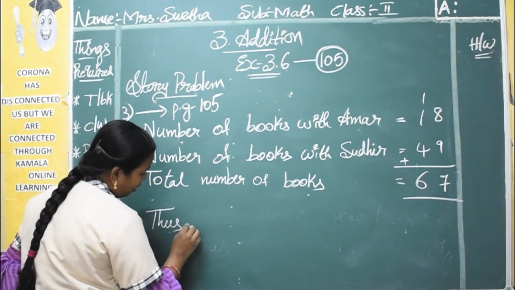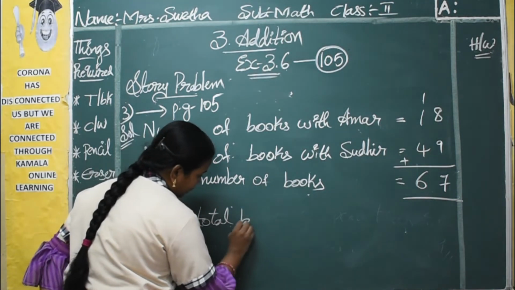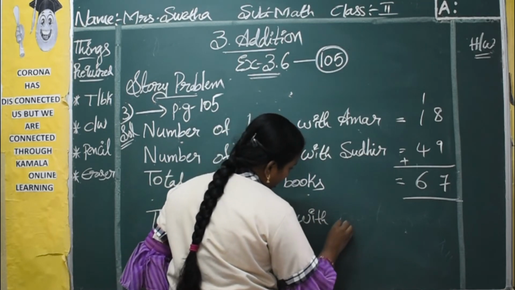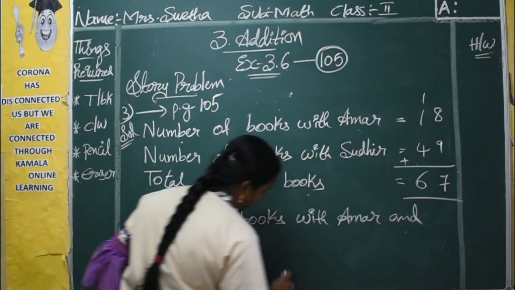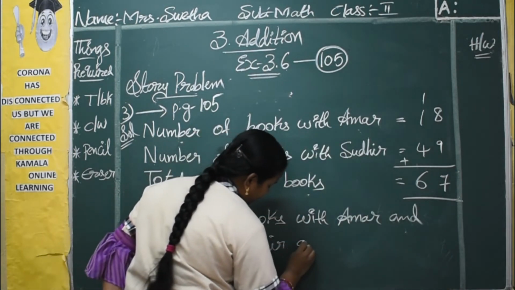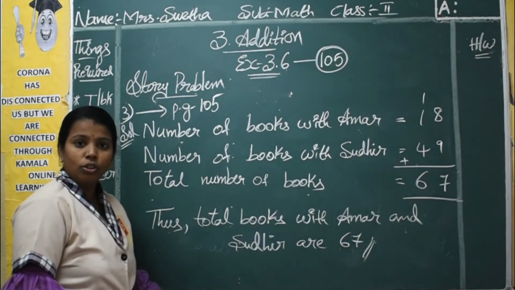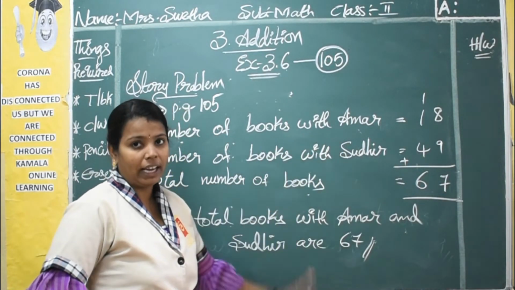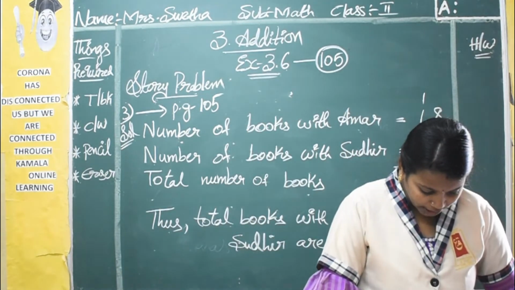Thus, total books with Amar and Sudhir are 67. Okay. So this is the conclusion line. Now here they have spoken about books, so we are done with the books. Okay. So now see here the fourth question.